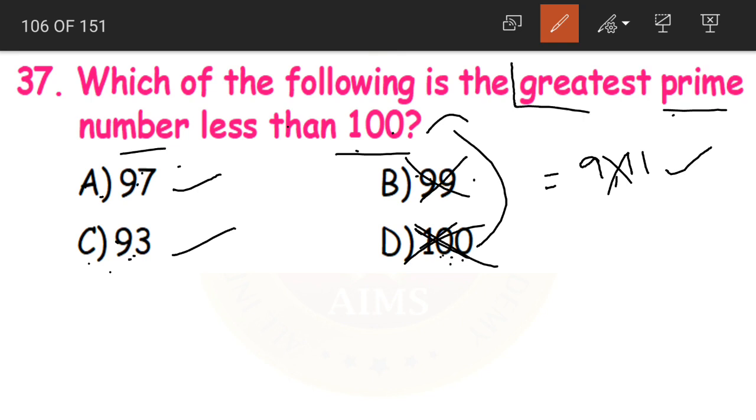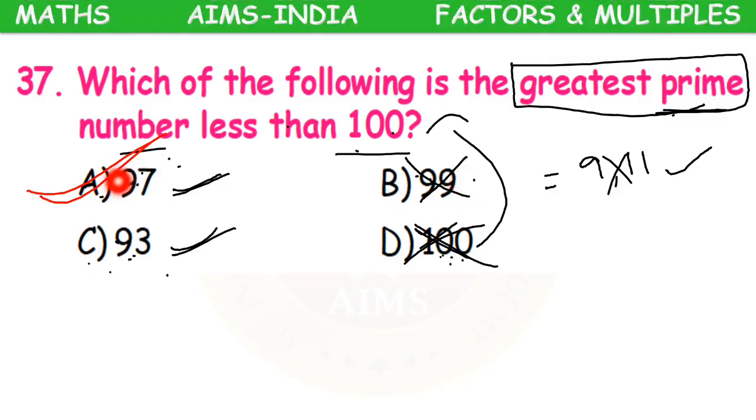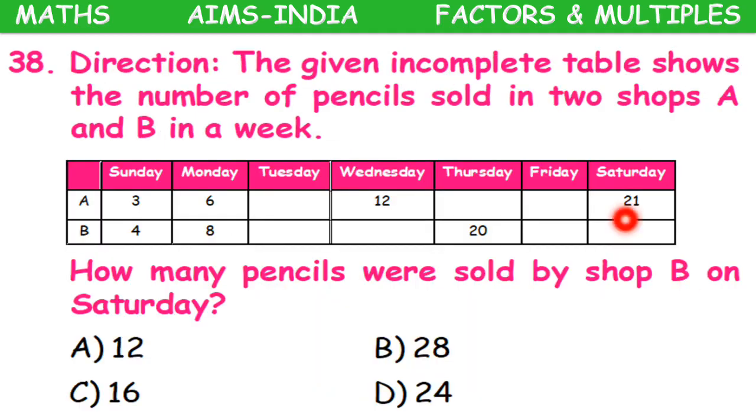But what do we want? Greatest one. Yes, it should be less than 100. Yes, they both are less than 100. But it should be the greatest prime number. What is the greatest one? These two. 97 is the greatest number. So, 97 is the greatest prime number that is less than 100. Understood, children?